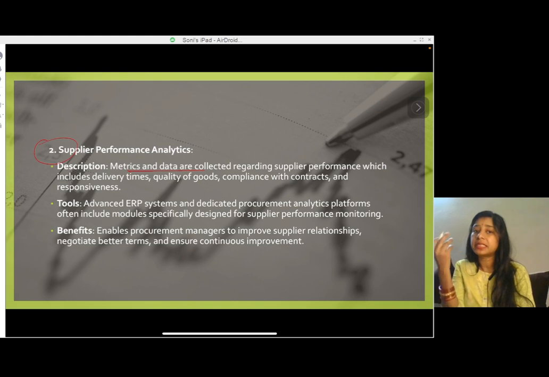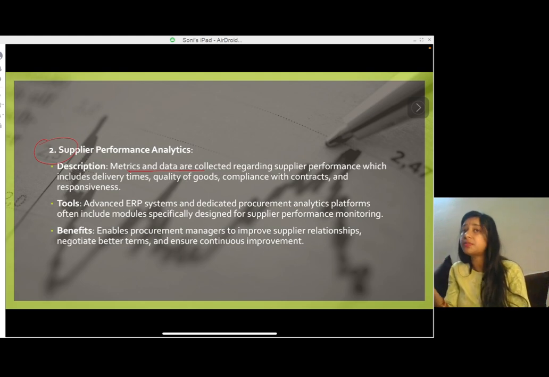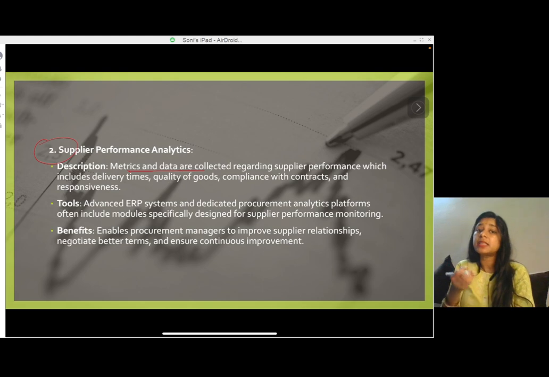performance related to his delivery timing, his quality of goods, the compliance and contracts which he has met or is able to meet, and his responsiveness. These can be checked through the past performance. The tool that can be used is ERP, Enterprise Resource Planning systems. These are the dedicated tools and platforms that can be used to monitor the performance and analyze.